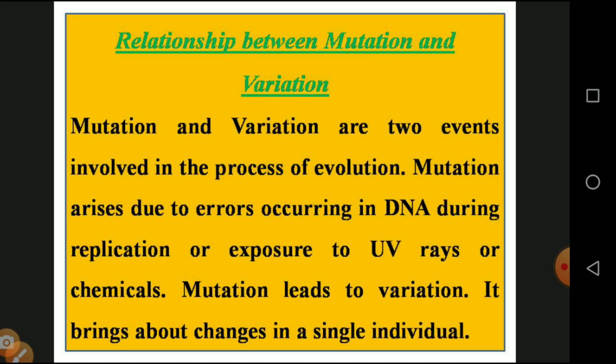Then, to know the relationship between mutation and variation, two more questions. Mutation and variations are two events involved in the process of variation and evolution. Mutation arises from errors occurring in DNA during replication or from exposure to UV rays or chemicals. We know this very well. Mutation leads to variation; it brings about changes in a single individual, which is not created by the population but takes place in that single individual.